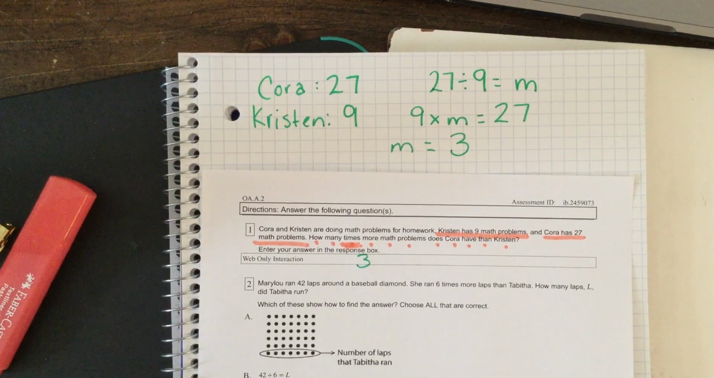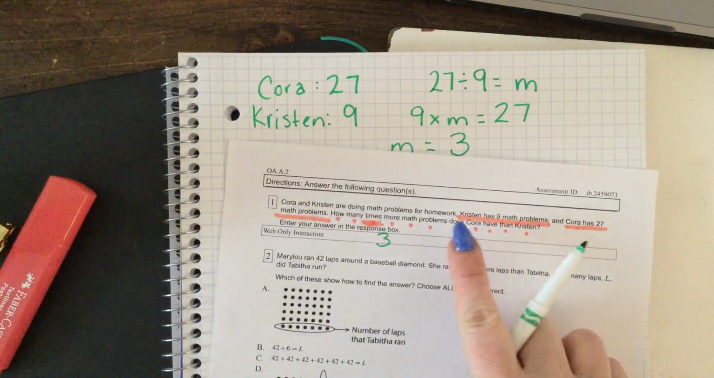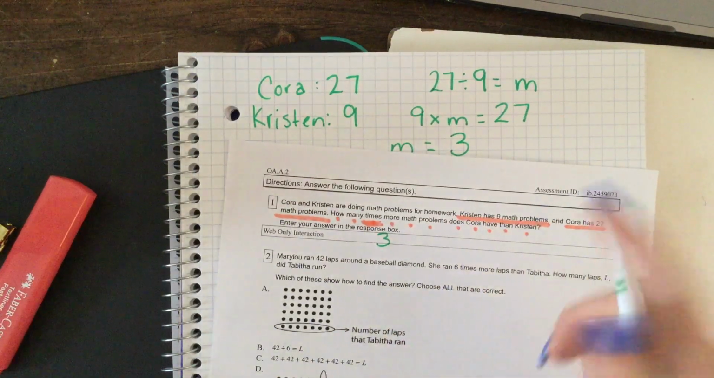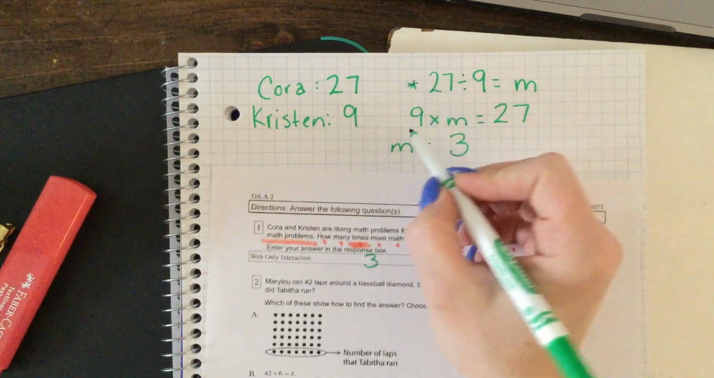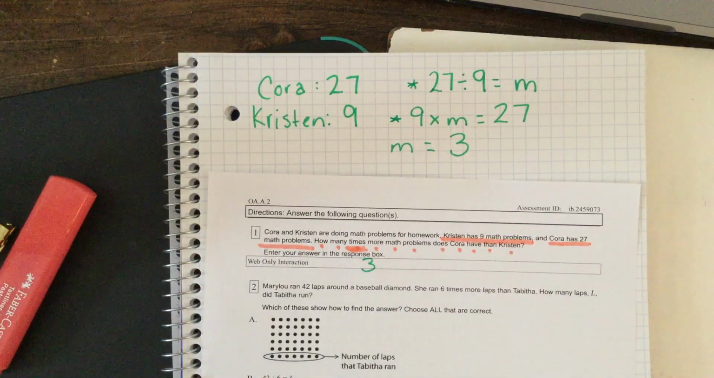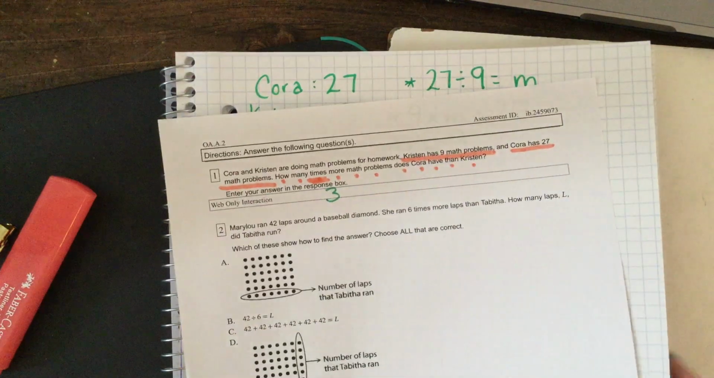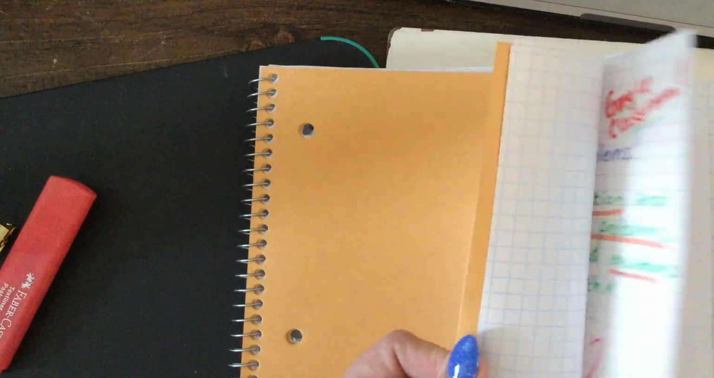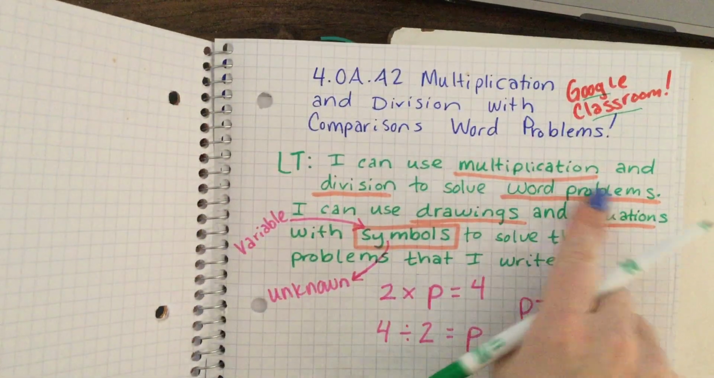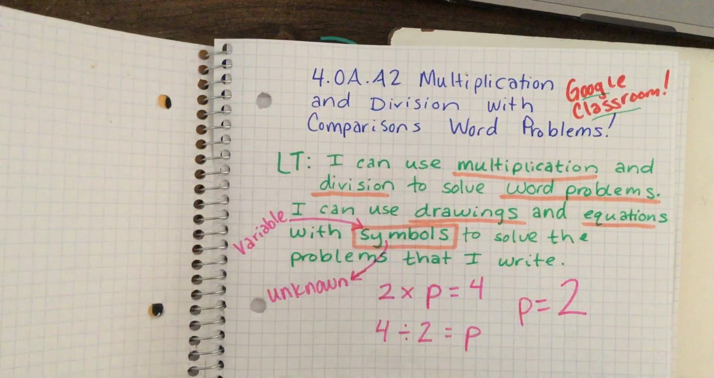That's because this is review. This is stuff that you've done before. Now we're just taking those skills and we're putting them into these math problems right here. Notice I could use either multiplication or division. It does not matter. That goes back to our learning target where it says I can use multiplication and division. We're going to use both today.